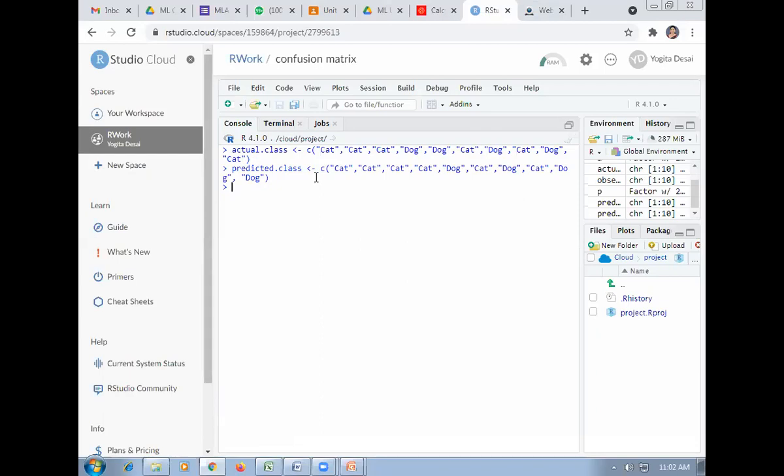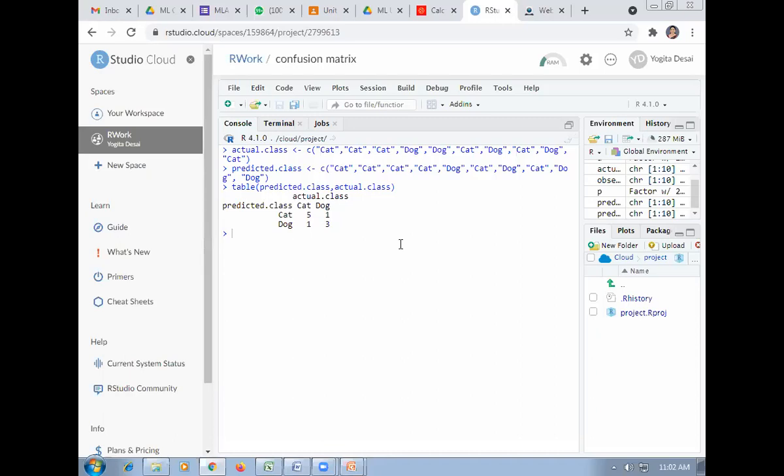Now we have to form the contingency table, or confusion matrix. Here in the script, we have to write table to form the contingency table. We are going to write table, predicted.class, actual.class. In this table, 2 classes are there, so rows represent the predicted class and columns represent the actual class, cat and dog. So the contingency matrix is 5, 3, 1, 1.